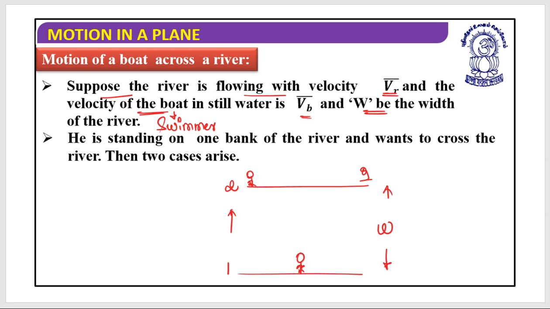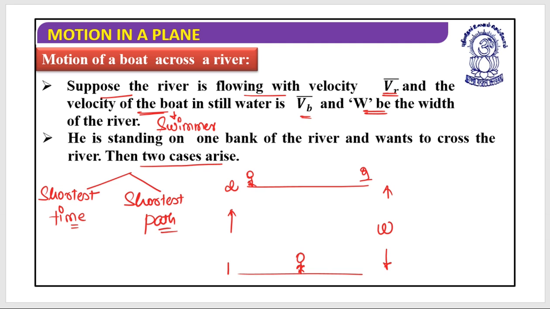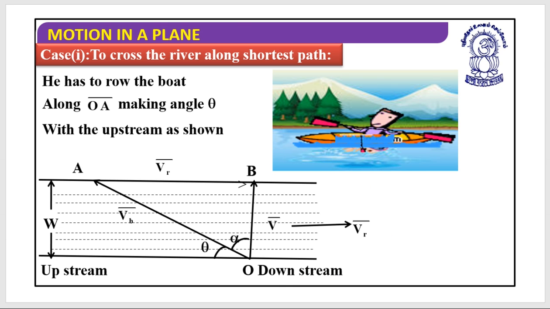Now when we understand this situation, we are going to see two cases. One of the cases will be the shortest time to cross the river, and another approach is the shortest path to cross the river. So these two would be the situations. One is the shortest time to cross the river, and another is the shortest path to cross the river. Is it clear? Is it? So let's look at them one by one.